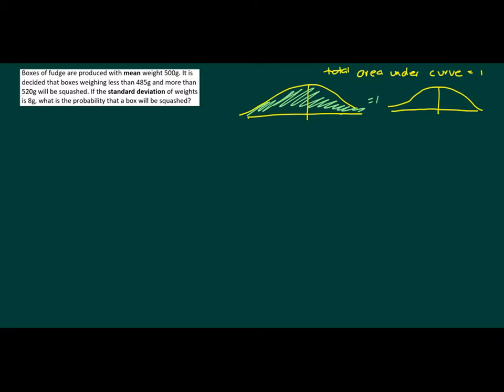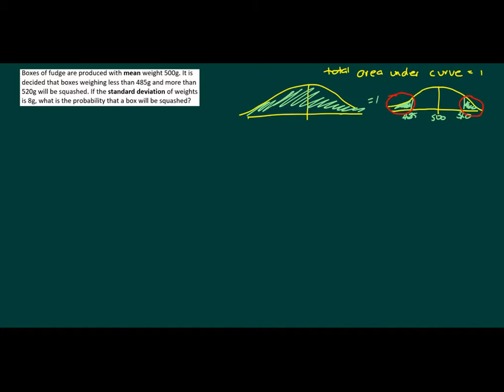So let's just redraw our normal distribution. And what we're trying to find is, if the mean weight is 500, what the amount of boxes are that are less than 485 and more than 520. So what we're trying to find is this area here plus this area here. Now on your calculator we could work out the bottom end and the top bit and add them together.